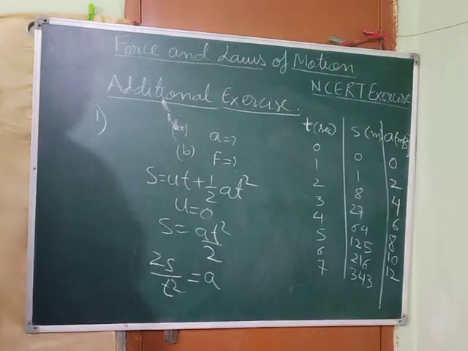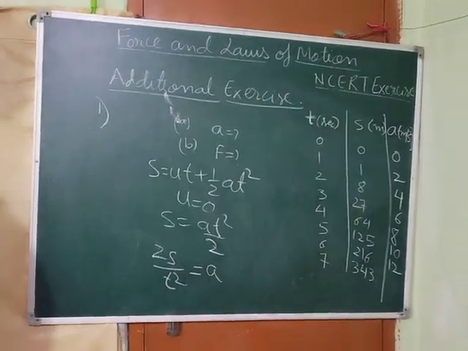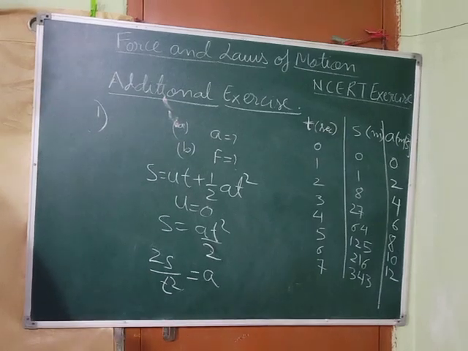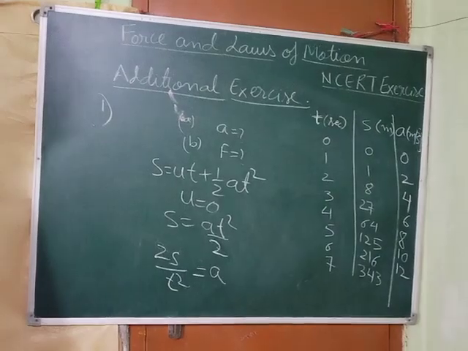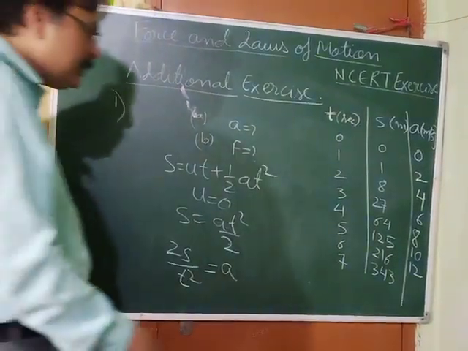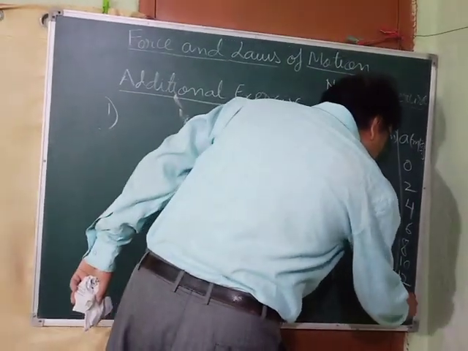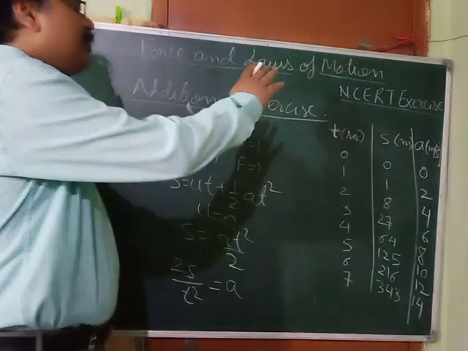And the last one, s is how much? 343. 343 into 2. So we will get 686. And 7 square is 49. 686 by 49, what we are going to get? We are going to get 14. Okay, so we got the acceleration.